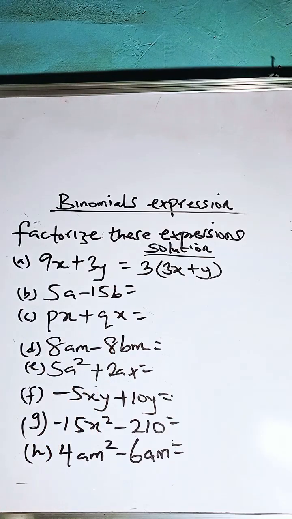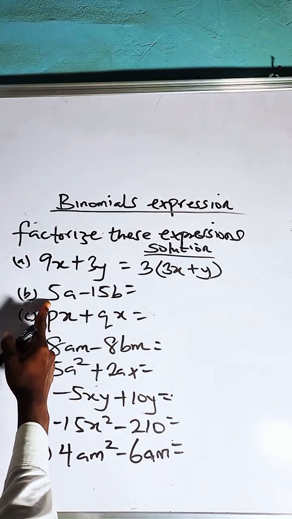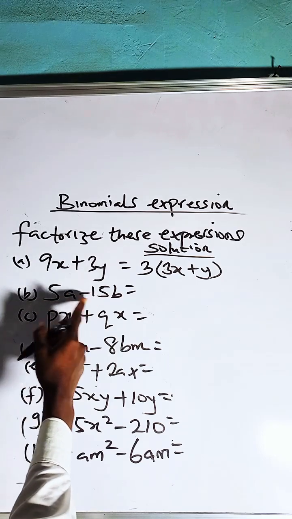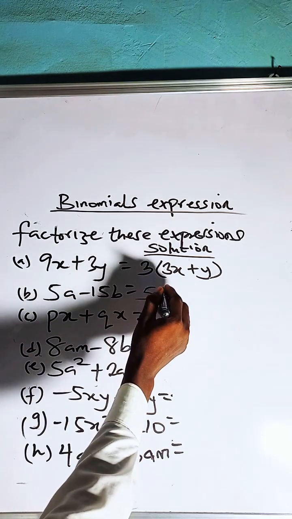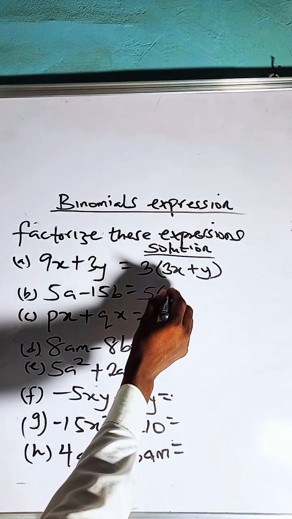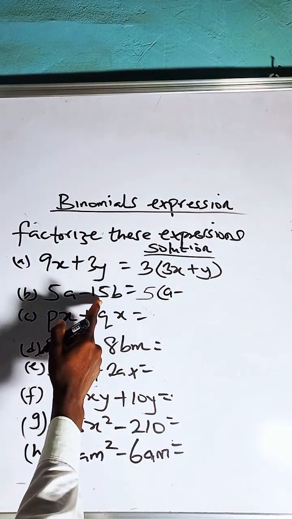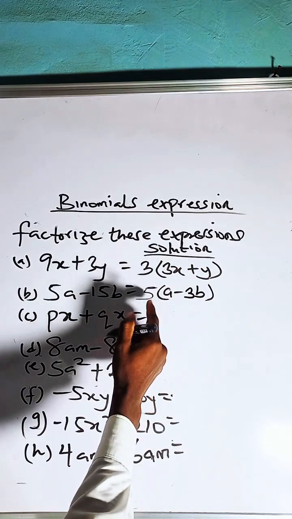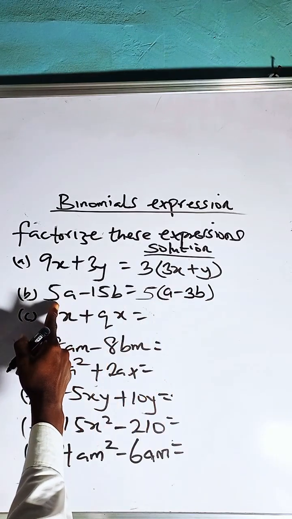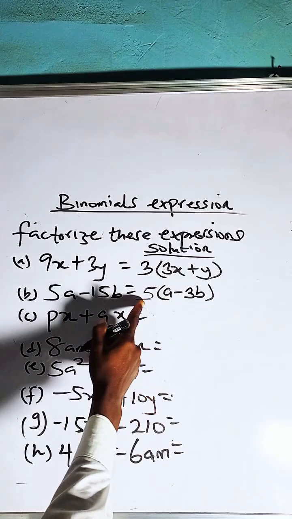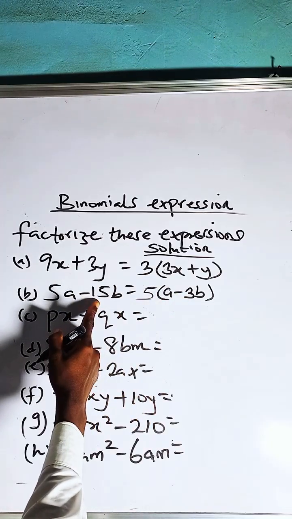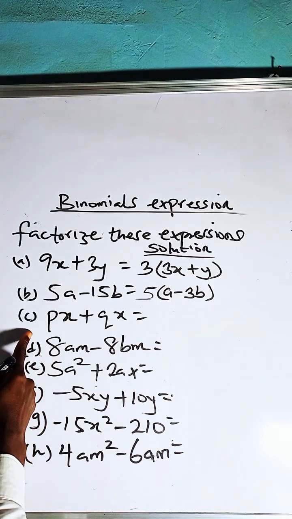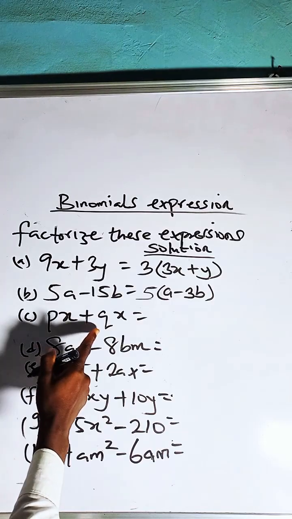Okay, so the highest common factor of this second binomial is 5. So we can factor out 5. Here we have a minus, so here we have 3b. When we say 5 times a, we have 5a, minus 5 times 3b, we have 15b. Okay, so for the third binomial, we have ps plus qs.